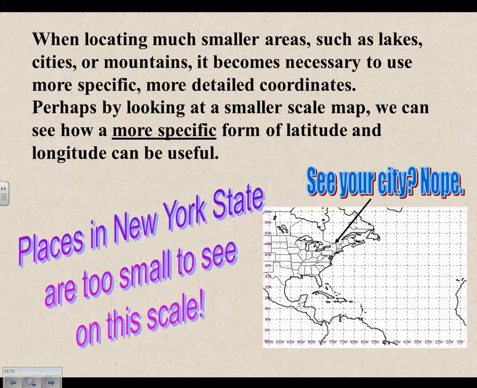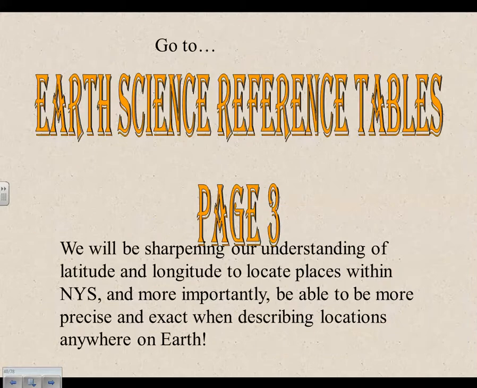See, in this map, you can see North America, but New York State is just this little tiny thing. So you really can't get too detailed. We need to blow this map up, zoom in. This is where page 3 of your reference tables comes in real handy. So you want to get that out.